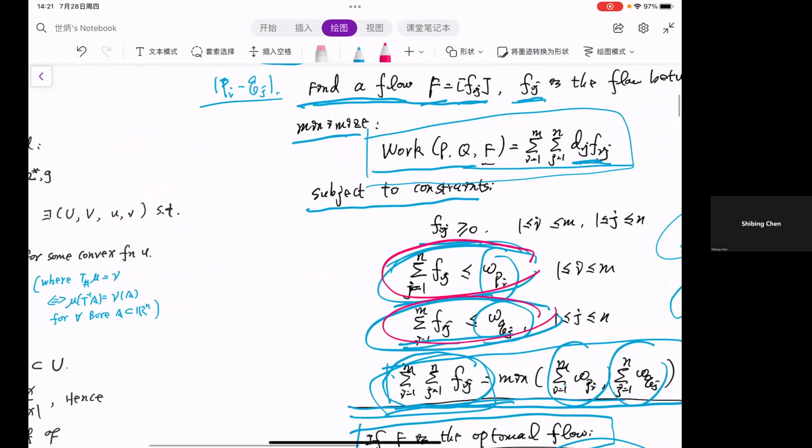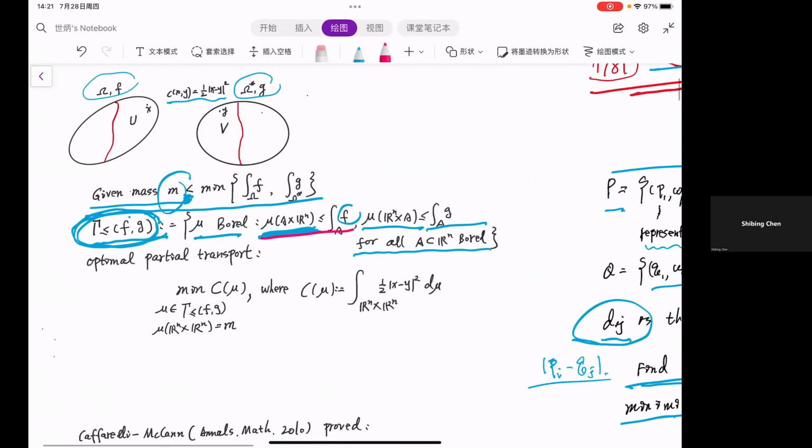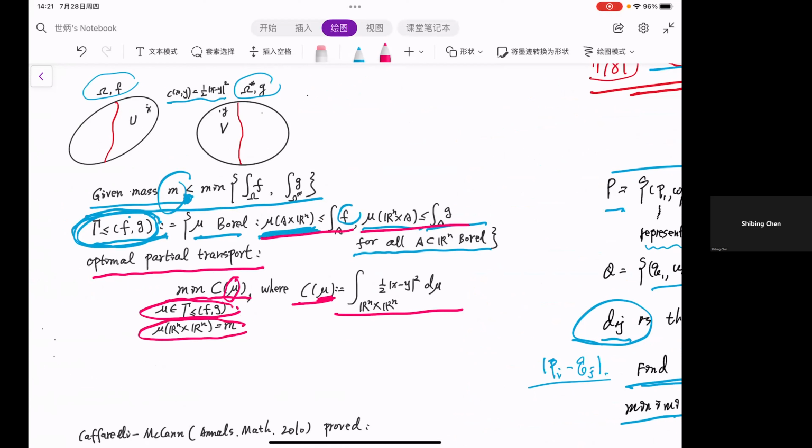So in the continuous model, you can write it in this way. And then for the optimal partial transport problem, we need to minimize this cost. Given a mu, this measure is basically a transport plan. For this particular transport plan mu, the total cost is the integration of this expression, where mu is among all admissible transport plans. And the second condition, mu(Rn times Rn) equals m, means we need to transport exactly mass m.